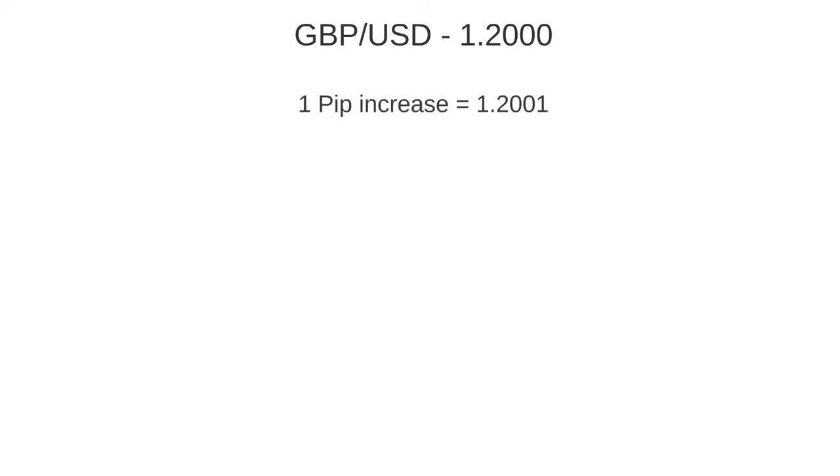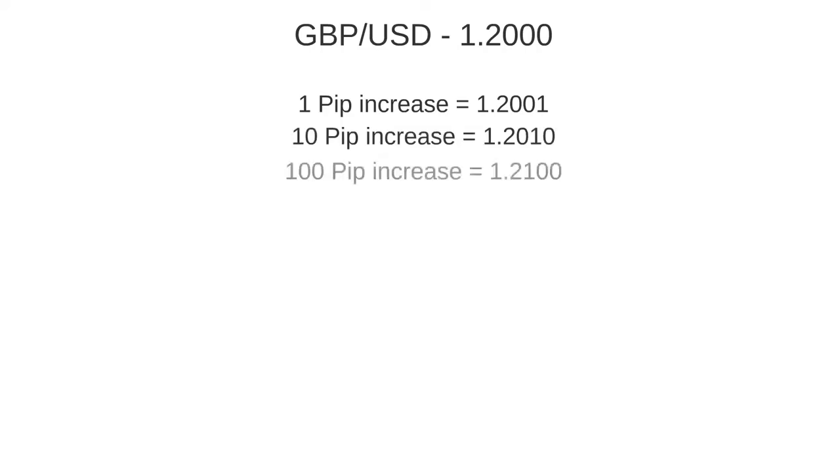Let's again look at the Forex market and back to our pound dollar example. The price quote for this market is 1.2000. A 1 pip increase in this market would change the price to 1.2001. A 10 pip increase would change the price to 1.2010. And a 100 pip increase would change the price to 1.2100, and so on.